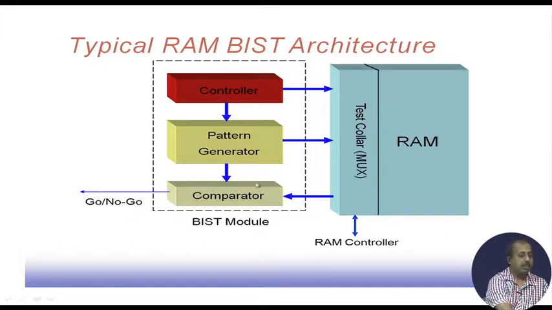And if it is a write operation, of course, the comparator does not have to do anything. The corresponding location will get written. Corresponding to the read operations only, this comparator will check the value available from the pattern generator and the value available from the RAM to see whether they are the same or not. So, this is a typical RAM BIST architecture.